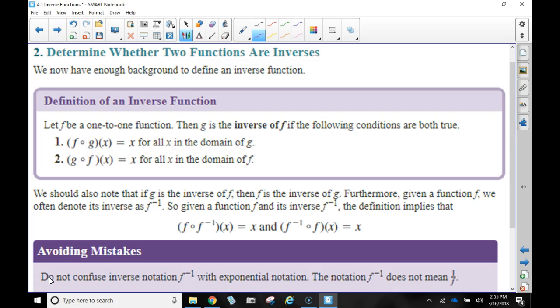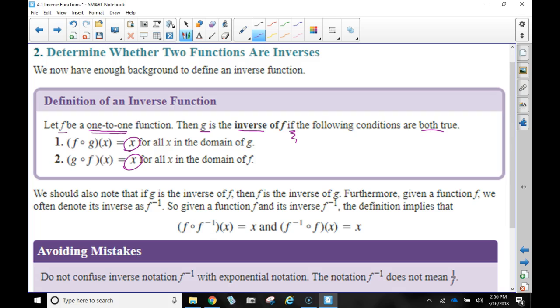All right, so f must be a one-to-one function before we can even discuss whether or not it has an inverse. That's why we have to see if our original function f is one-to-one or not. Then if that occurs, g is going to be the inverse of f if the following conditions are both true: f composition g of x comes out to be x for all x in the domain, and the other way around, g composition f of x also comes out to be x. So you're going to do the composition both ways.